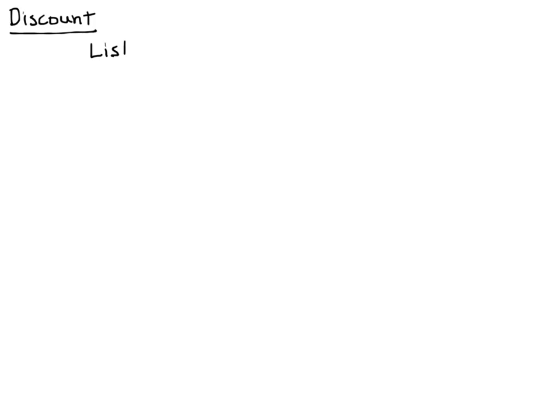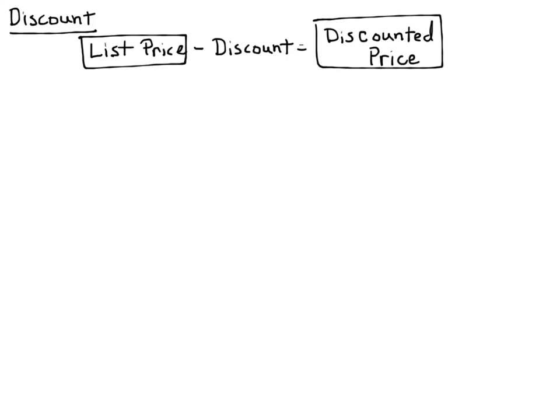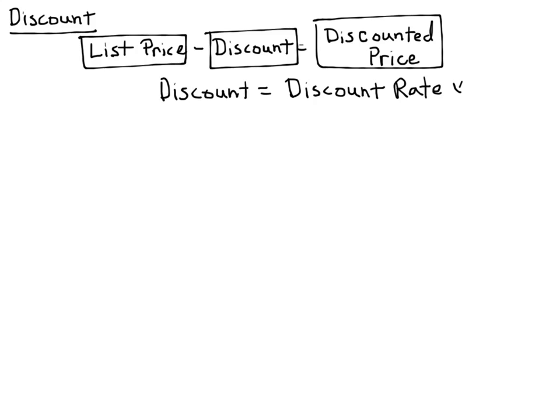All right, so we'll revisit this discount thing. I've talked about the discount, and just to put it in the context of the other models that we looked at, we have the list price minus the discount is the discounted price, and the discount is the discount rate times the list price.